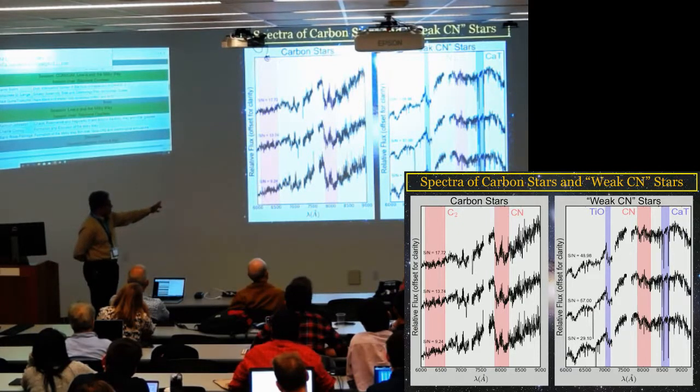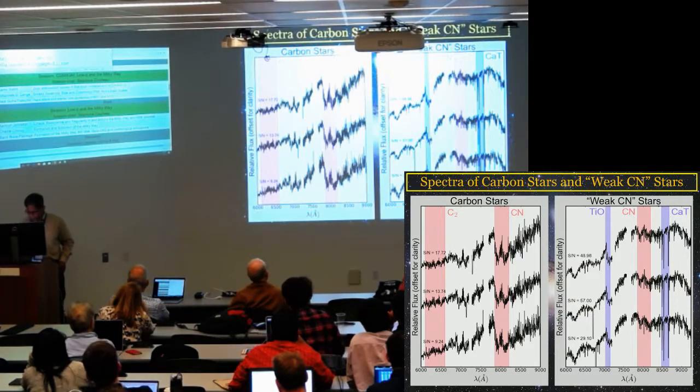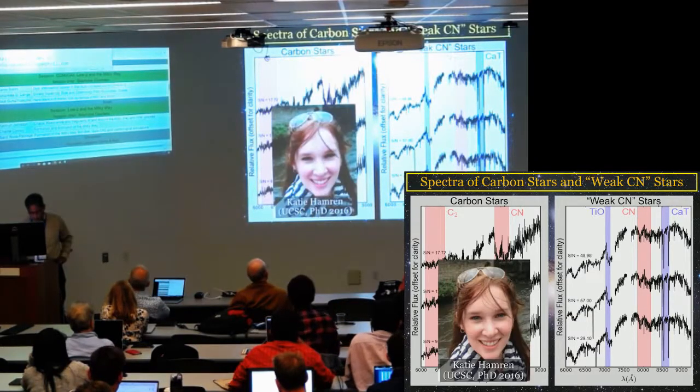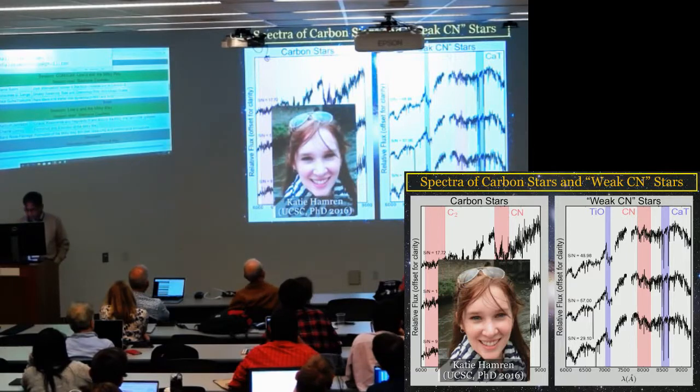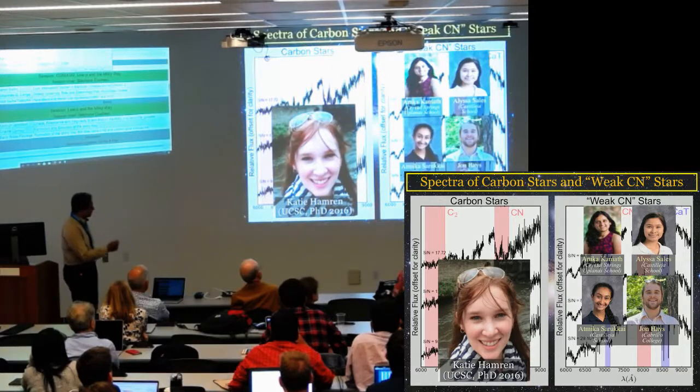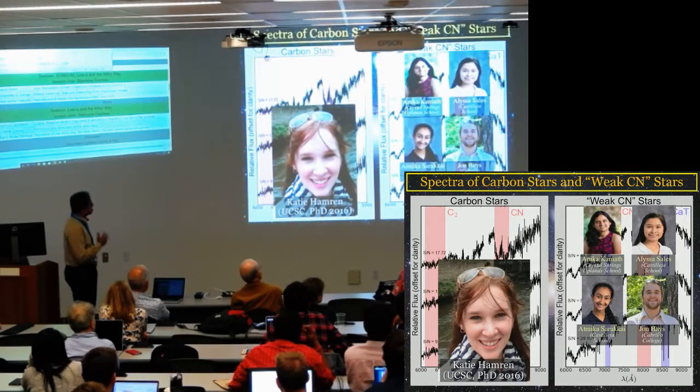We found about 100 carbon stars, about 200 weak CN stars. They land in different parts of the color magnitude diagram. So let me show you where they land. But before I do that, the carbon stars were the work of Katie Hamron, who got her PhD a year after Claire, 2016. And the weak CN work was actually the work of 3 high school students and a community college student who started this work a few years ago.